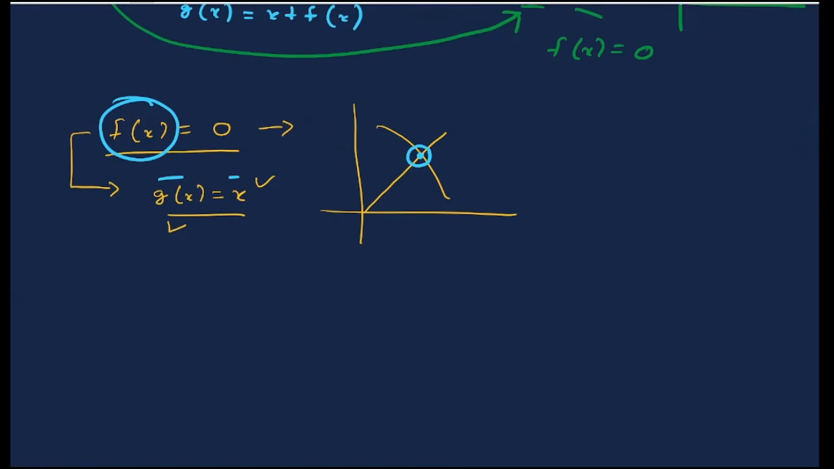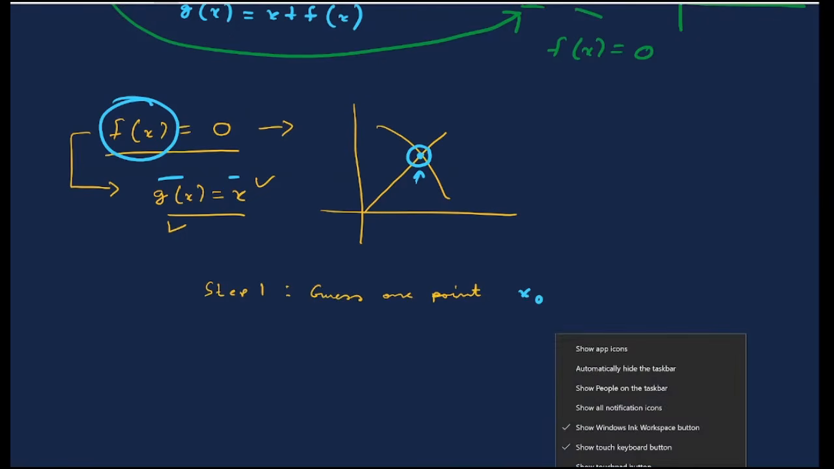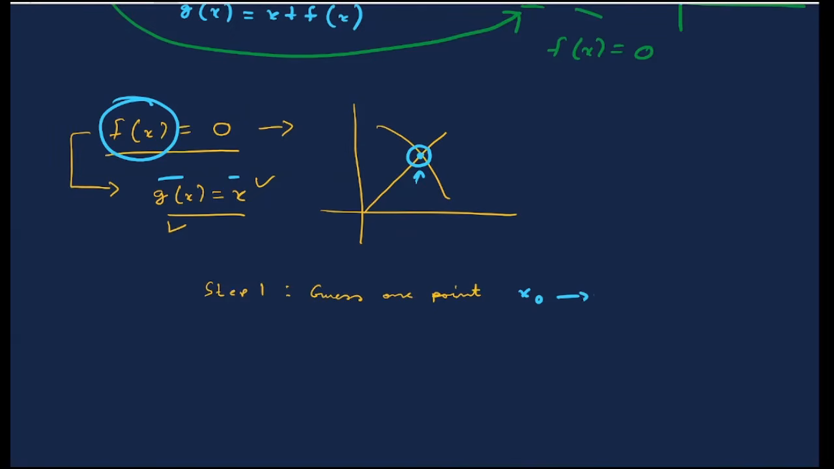Now we will look at how we can get to this fixed point that we are looking to find. The algorithm is pretty simple. Step one is that we have to guess one point. Our goal is to get to this point, but we have to start our proceedings with one guess, let's say that is x0. After one iteration, we will get the next value x1.